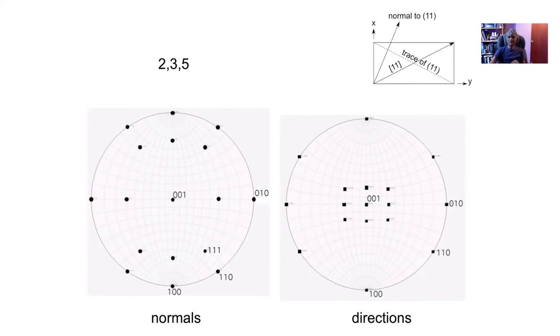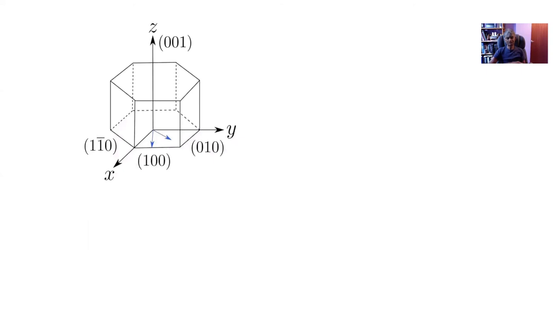Now the hexagonal system is a little bit peculiar. So this is our hexagonal unit cell. This is the 100 direction. This is the 010 direction. And this face here is the 100 plane. And this is the 010 plane. And this is the 1-10 plane. Now, on a stereographic projection, you're normally plotting plane normals.